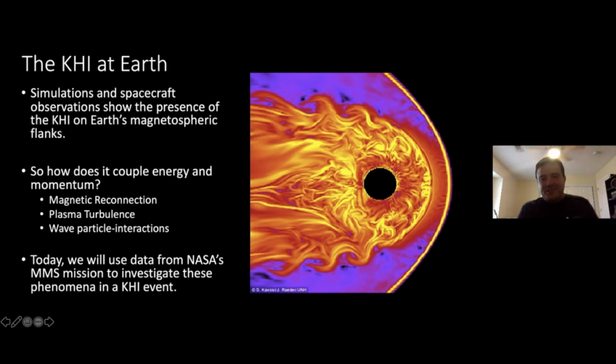And so the question is, so we have this Kelvin-Helmholtz instability. It can stir up this viscous-like flow I talked about. But how else does it couple energy and momentum into the magnetosphere? And there are a couple candidates. There's reconnection, plasma turbulence, like I talked about, which can lead to mixing, and wave-particle interactions, which can lead to diffusion of plasma across and along the magnetic field. And so today I'm going to use data from NASA's Magnetospheric Multiscale MMS mission to kind of look at these phenomena in one of the major, most well-studied Kelvin-Helmholtz events from the mission.